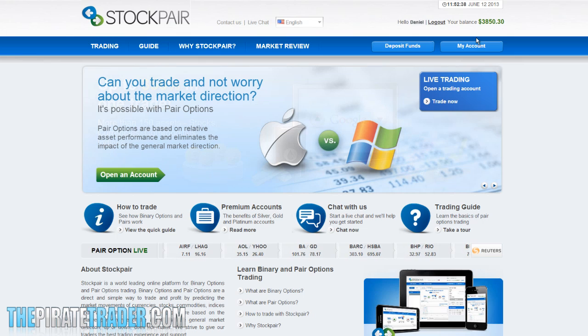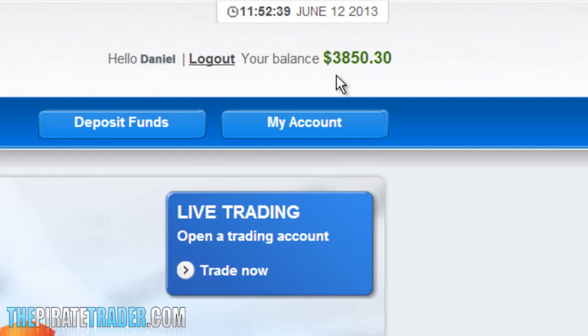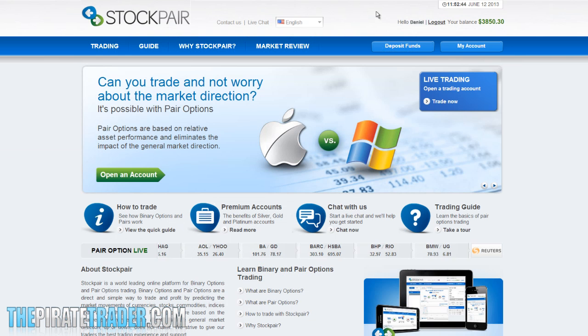I'm now going to submit a $120 trade at step 2 instead of a $12 trade like we have been doing. You can see at the top, my account balance is $3,850.30 and it is 11:52 a.m. on the 12th of June.